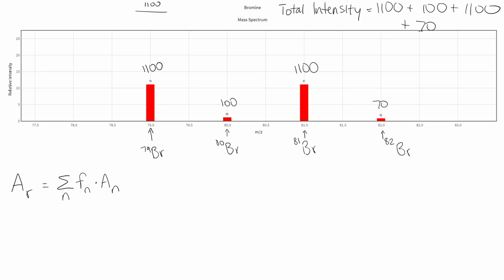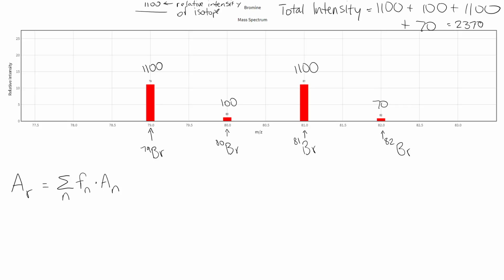The reason we need the total intensity is because the fraction of an isotope is the relative intensity of that isotope divided by the total intensity. It's the fraction of all of that sample that is of that isotope. So the total intensity, 1100 plus 100 is 1200, plus 1100 is 2300, plus 70 is equal to 2370.